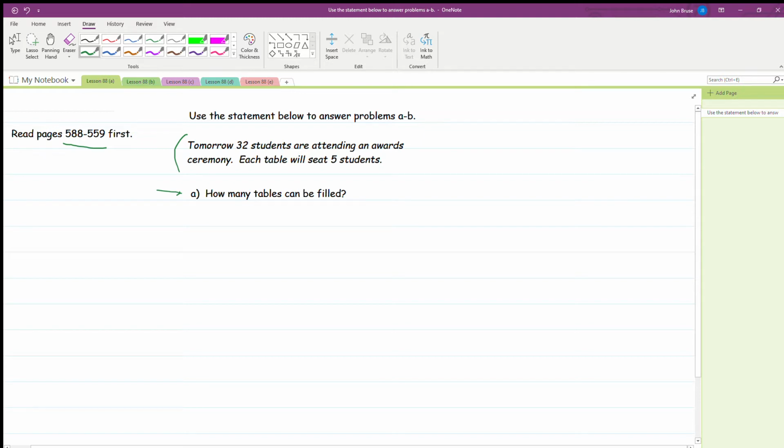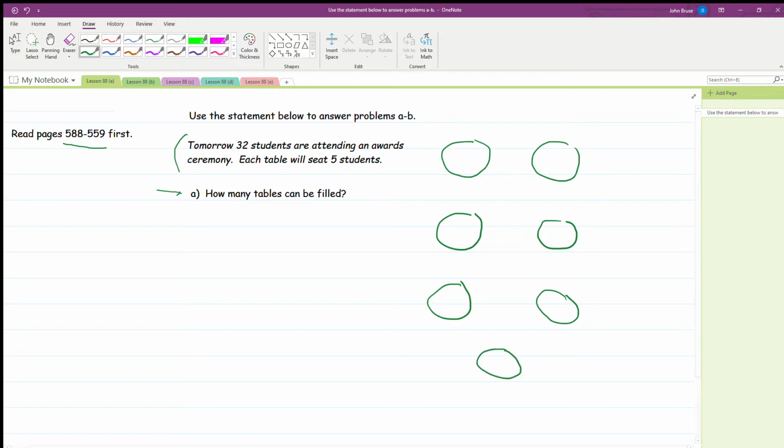Okay, so we're going to go ahead and start by drawing some tables. So here's one table, here's another table. We'll make 7 tables. Now it says tomorrow 32 students are attending an award ceremony. Each table will seat 5 students. So let's go ahead and put 5 students in each of these. There's 5.